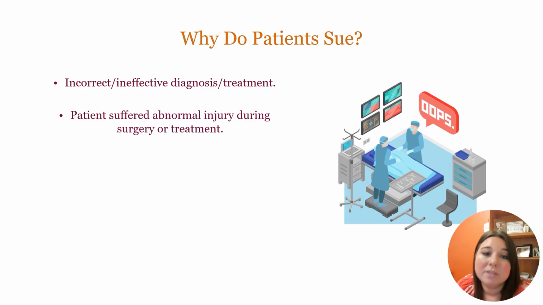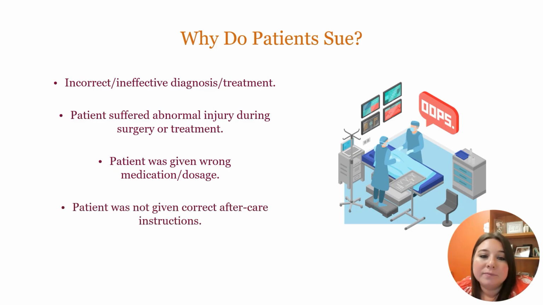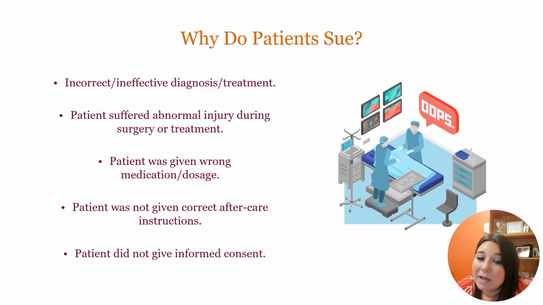Next, the patient suffered abnormal injury during treatment or surgery. So if something went wrong during the surgery or treatment process and they suffered some kind of damages from it. The patient was given wrong medication or dosage, something that could have been prevented. The patient was not given correct aftercare instructions, so then they went home, followed the instructions that were given to them, and it caused them more damages than if the correct instructions were given. And then the patient did not give informed consent, so something was done to them without them consenting to it.